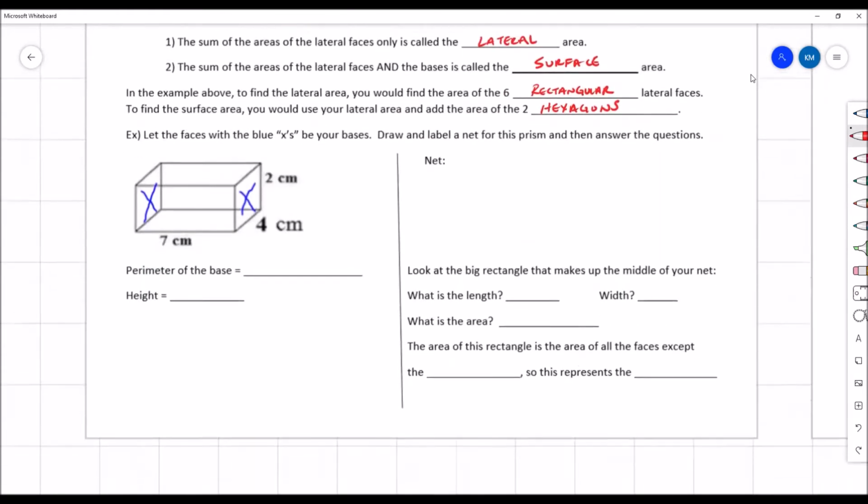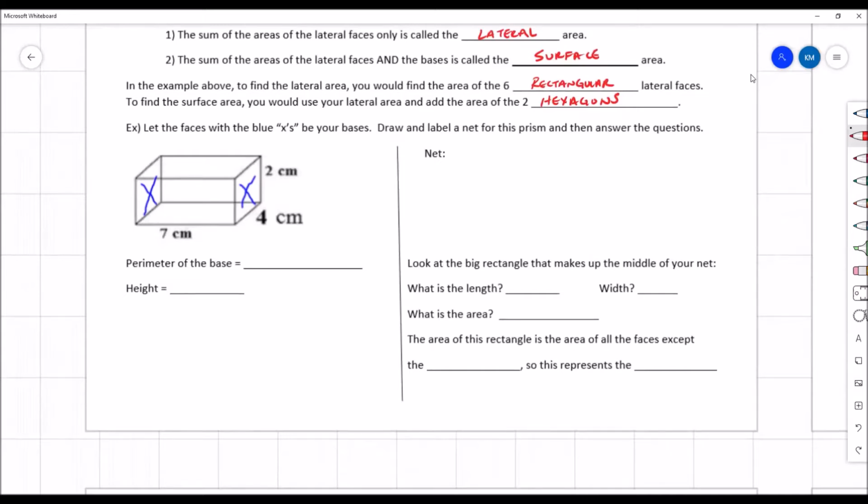All right. It says, let the faces with the blue X's be your bases. We have a rectangular prism here. It says, draw and label a net for this prism and then answer the questions. This is where our last section helps us out with being able to visualize that. I'm starting with the side that's on the ground. It's a 7x4 rectangle. Then we have a base that comes out a little bit. It's a 4x2. I'm going to do that same thing on this side as well, 4x2.